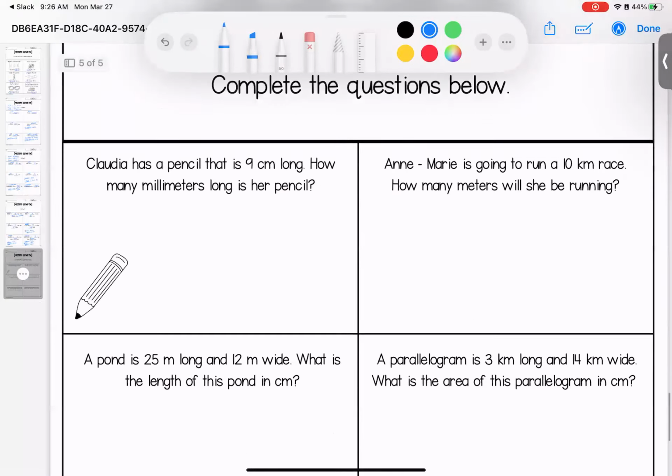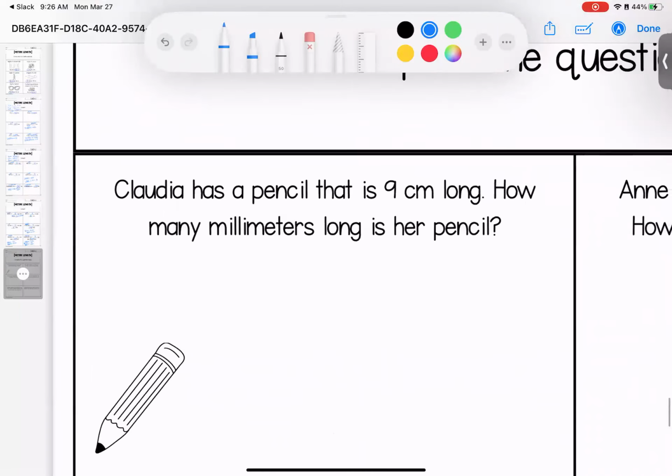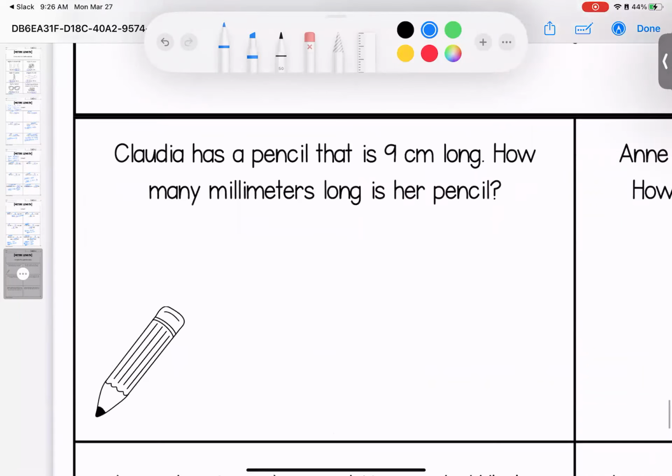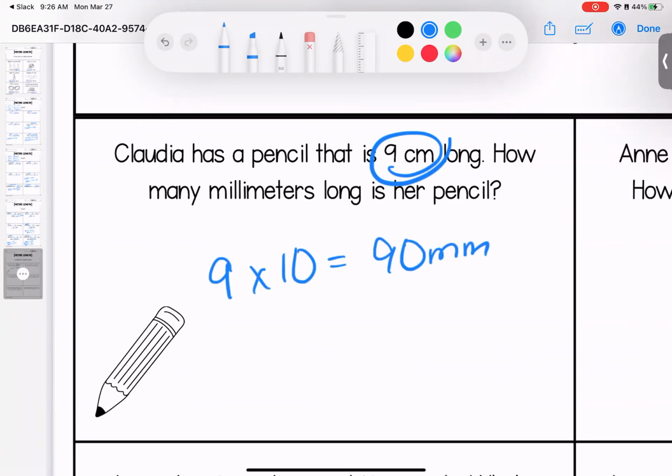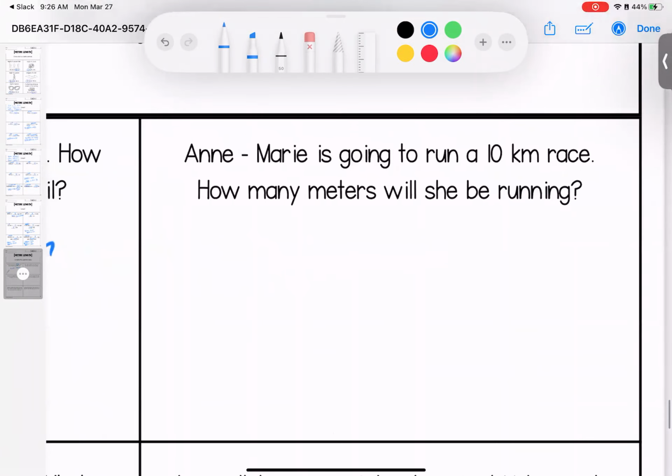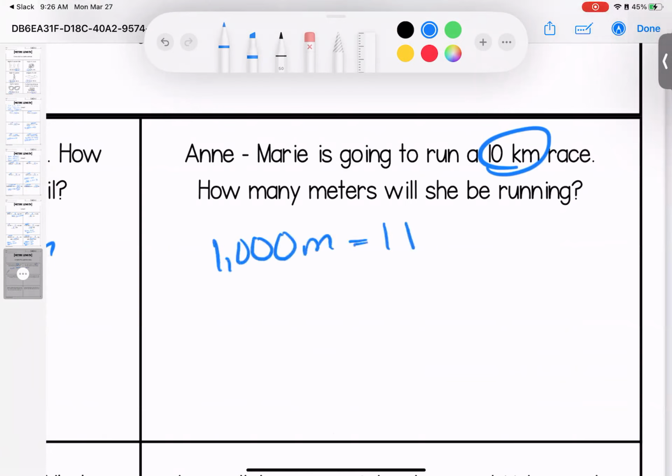Last page, we are looking at some word problems. It says that Claudia has a pencil that is 9 centimeters long. How many millimeters is that? 9 times 10 gives us 90 millimeters because there are 10 millimeters in every centimeter. Anne Marie is going to run a 10 km or 10 kilometer race. How many meters are there? There's 1,000 meters in 1 kilometer. So 10 times 1,000 gives me 10,000 meters.